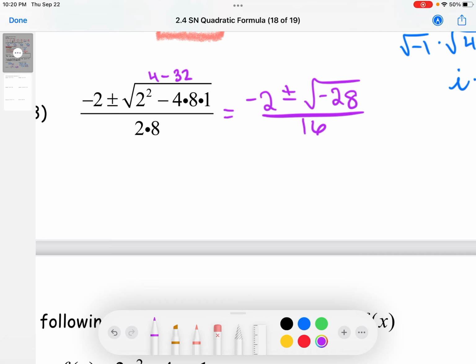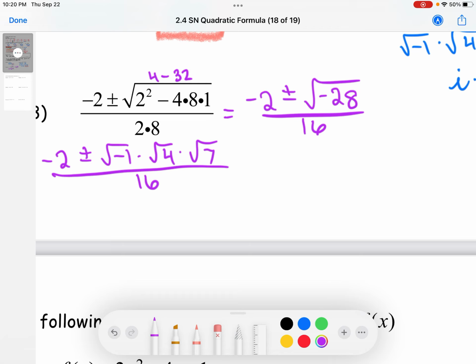Okay, now simplify this again. We need to simplify that square root of -28. It's going to be -2 plus or minus. We factor out the square root of -1. And then think about that 28. 28 has a perfect square factor of 4. So square root 4 times square root 7, 4 times 7 giving us the 28. The square root of -1 factored out. And there's our 16.